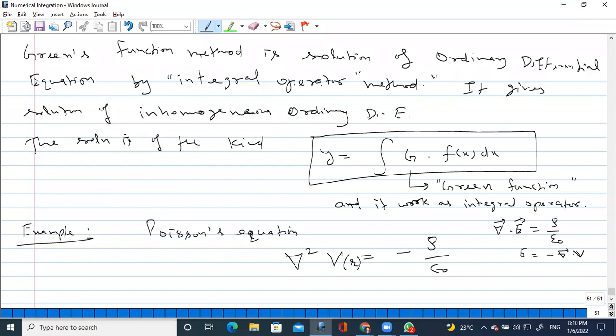This potential is at position R, it depends upon R. And this rho is also depending upon R. So this is my equation. This is the differential equation, double derivative of V, and the right hand side is non-zero. So this kind of equation is known as an inhomogeneous second order differential equation.